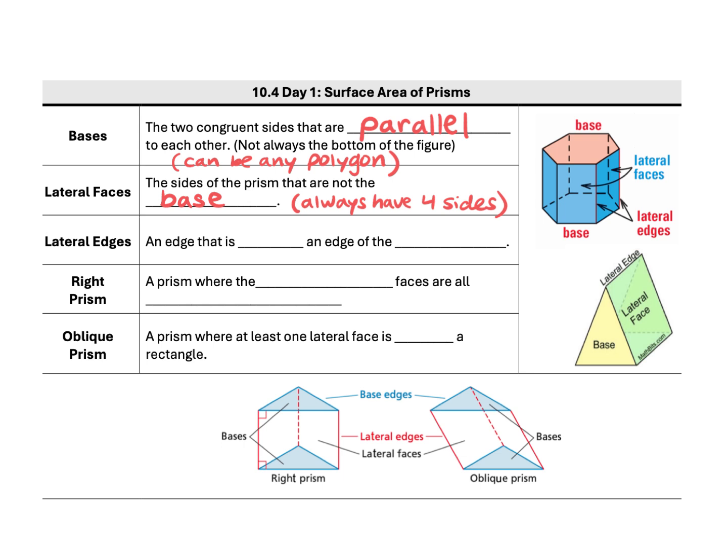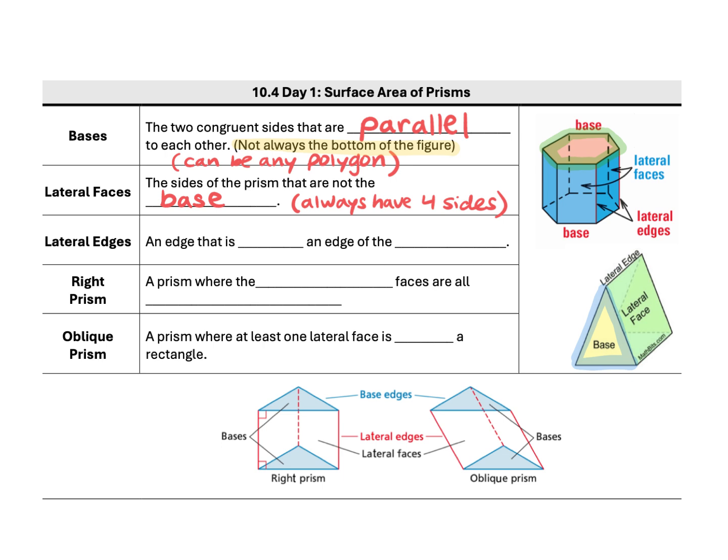First, the bases of a prism are the two congruent sides that are parallel to each other. It's important to remember that the bases are not always the bottom of the figure. Sometimes they are, but they don't have to be. For example, in this picture right here, the base is the hexagon, but in the other prism right here, the base is a triangle. And notice that that triangle is not on the bottom. The base can be any polygon.